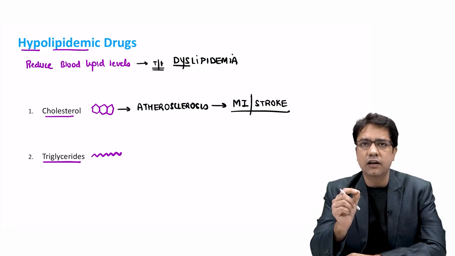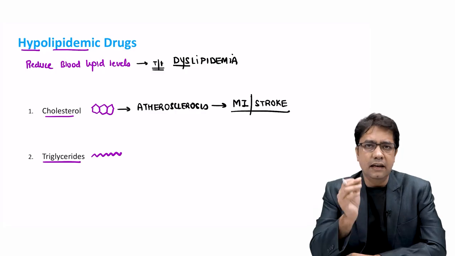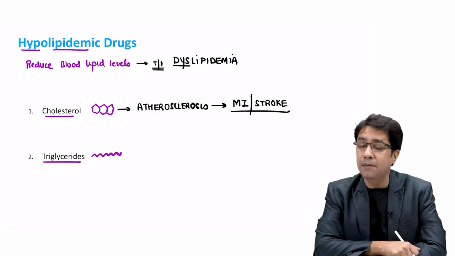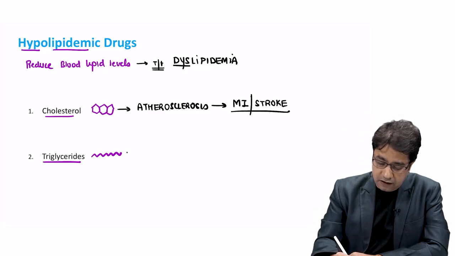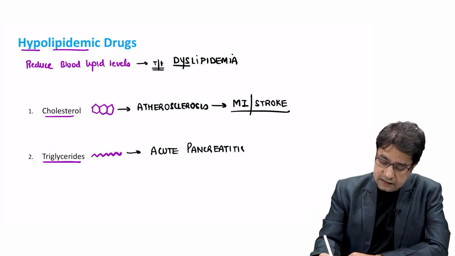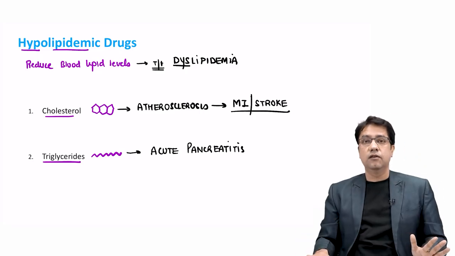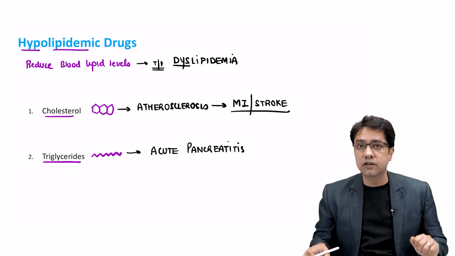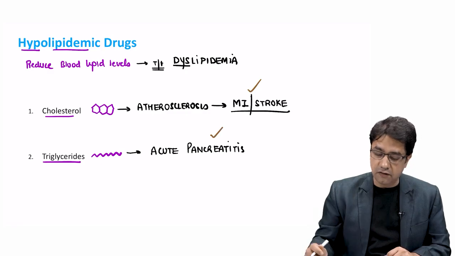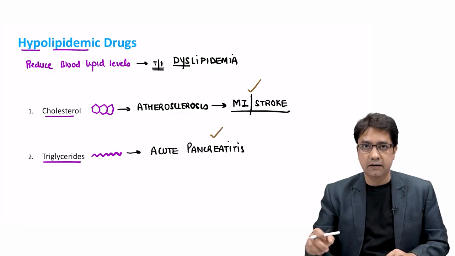Now, if cholesterol is increased, we know what happens. Can you think and decide why increased triglyceride levels are bad for us? Remember, if triglyceride levels are increased, they damage the pancreas. So, hypertriglyceridemia leads to acute pancreatitis. Don't you think that is why cholesterol and triglyceride must be reduced in the blood? That is why hypolipidemic drugs are given in the treatment of MI, stroke and acute pancreatitis.